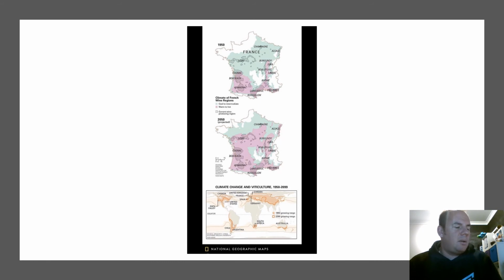So what I want you to do now for the rest of the lesson, you've got those tasks to do, but the final thing I want you to do is to explain what you can see in this map and explain how climate change can affect the wine industry.